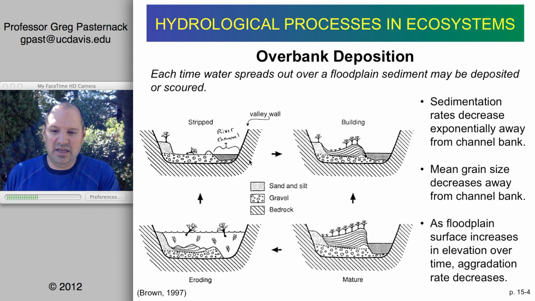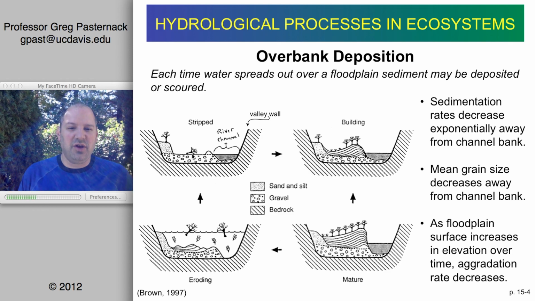What you typically see, if we start here in the upper left, is that the coarser the material, then once the water is out of the channel, it's not moving as fast, and so it's not going to be able to transfer and move that very coarse material like gravel or even coarse sand very far. And so you get a pile of that adjacent to the channel, and we call that a natural levee.